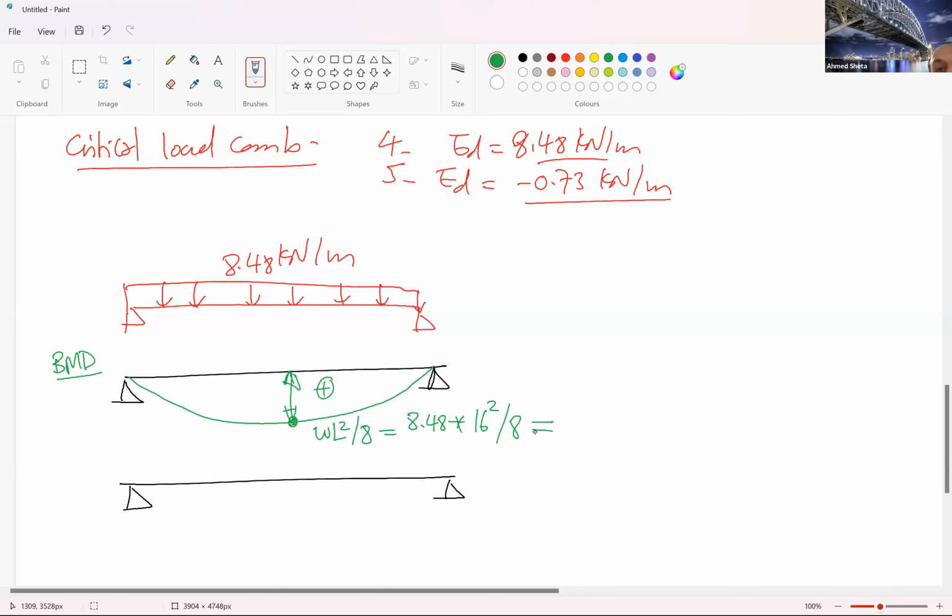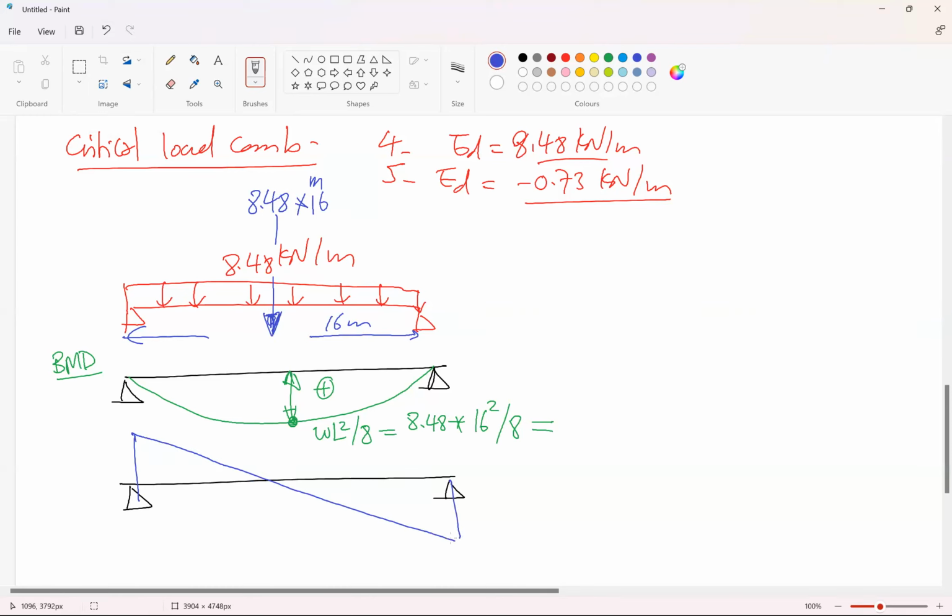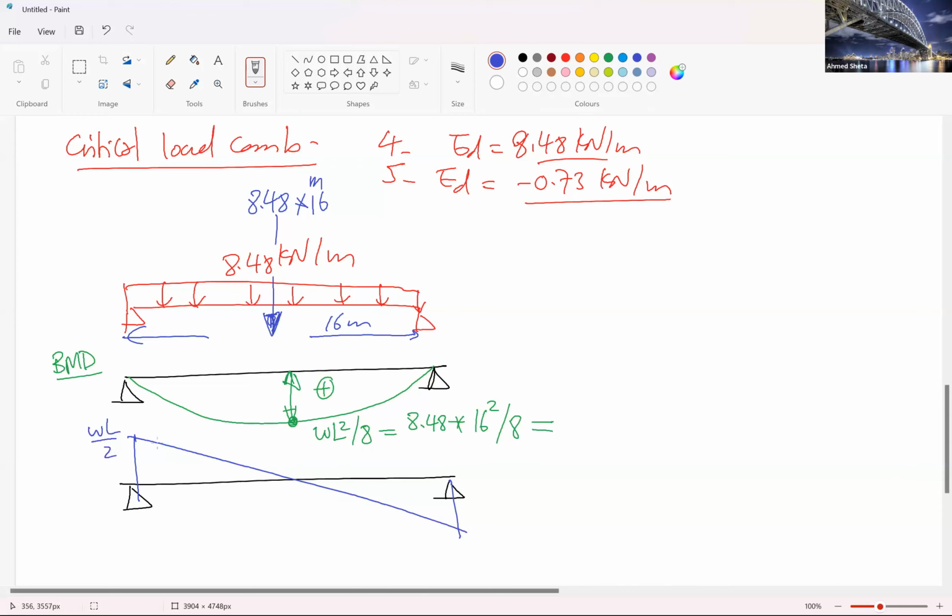As you know, we can concentrate this to be 8.48 times 16 meters, which is the whole length, right? So the shear will be two triangles like this, sorry. Was it WL on 2 or something like that? I can't remember. Yes. Yeah, that's it. So WL by 2, WL by 2, this is positive, this is negative. WL by 2, so it will be 8.48 times 16 over 2, right?